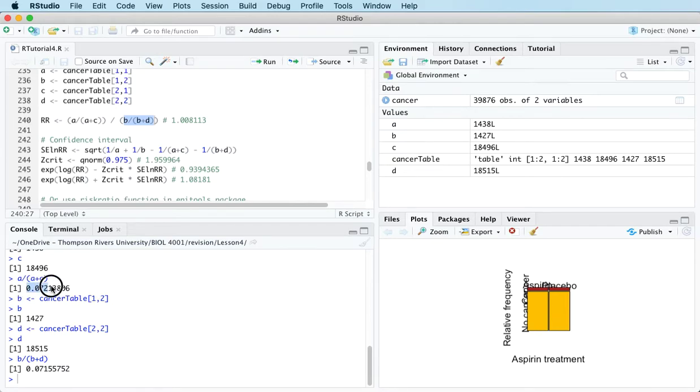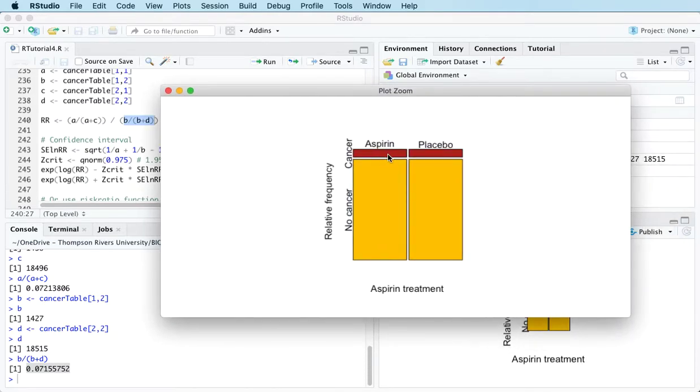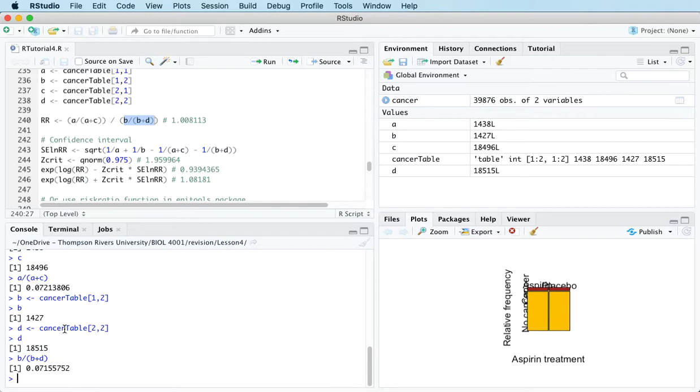Just comparing these two numbers, they're very similar, and we saw that in the Mosaic plot. That's why the relative size of the red bar to the yellow bar, or the sum of the red bar and the yellow bar, strictly speaking, was similar for both groups. And actually, if anything, it looks like taking an aspirin works against you in terms of your chance of developing cancer. This probability here within the aspirin group is actually a little bit higher than it is in the placebo group.